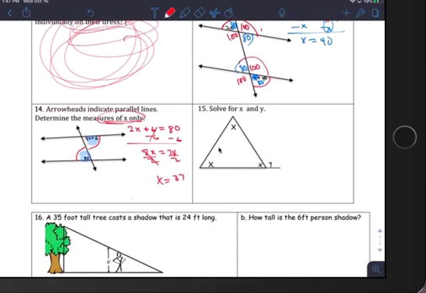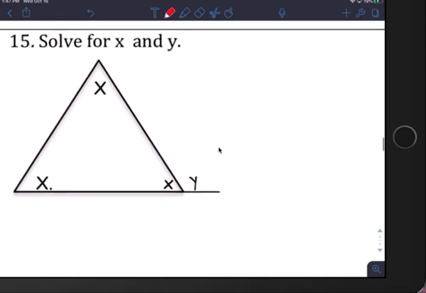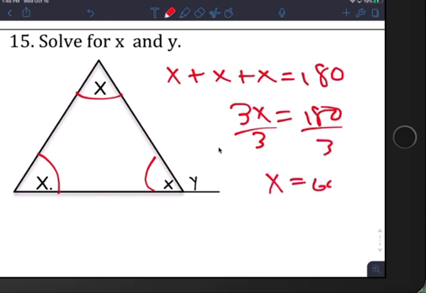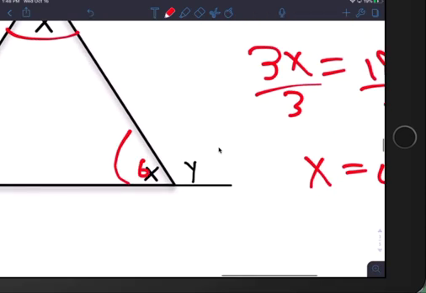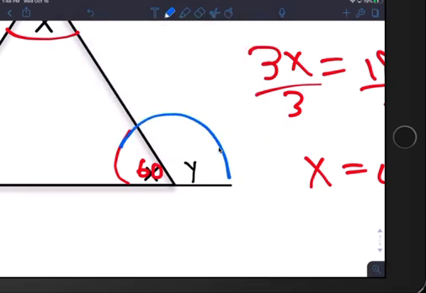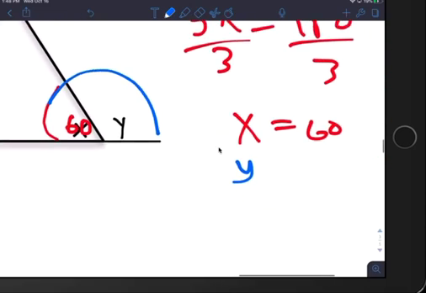Okay, solve for x and y. All right. X here, x plus x plus x equals 180. So 3x equals 180. X is 60. Okay, in this case, x is 60. Oh, it's just like the other one. Y then is 120.